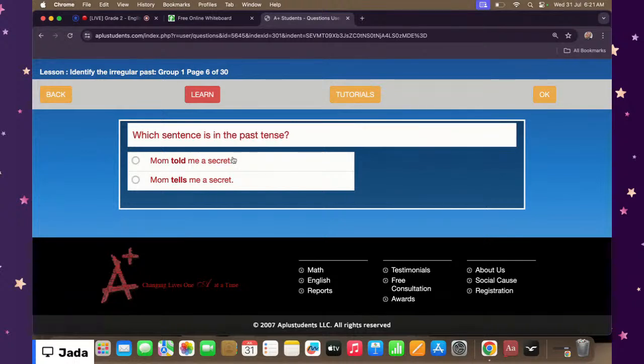Which sentence is in the past? Mom told me a secret. Mom tells me a secret. Now, "Mom told me a secret" is the past tense, so told is the past tense of tell. Okay, so if your mom is telling you a secret, it's in the present, and if it says told, it's in the past.